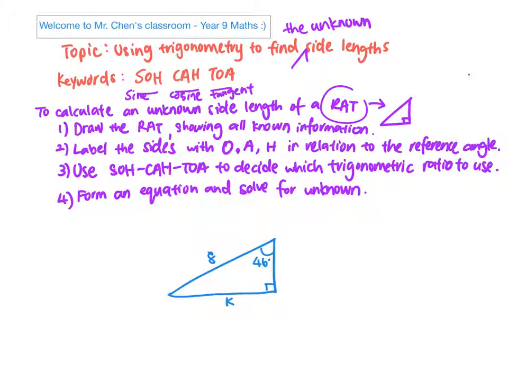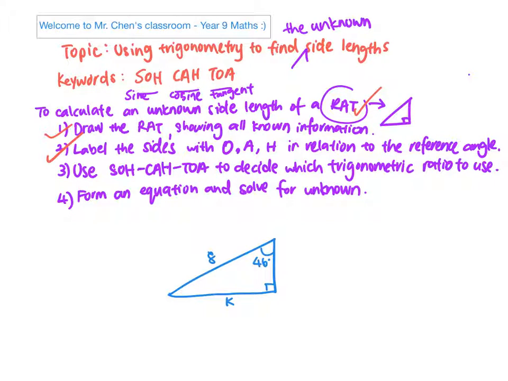So the following four points are the ones that you need to remember, and make sure you write them down. Okay, so the first one, to calculate an unknown side length of a right angle triangle, I'm going to be very specific here. You have to do these four things. Number one, draw the right angle triangle showing all known information. This you actually don't have to do, because the question that you will face will already provide you with all that. However, you have to start doing 2, 3, and 4.